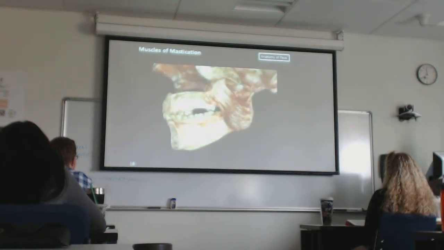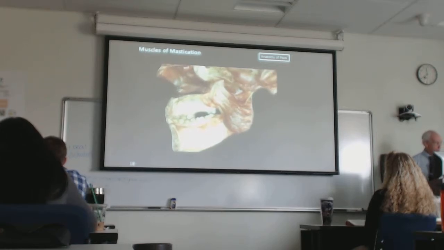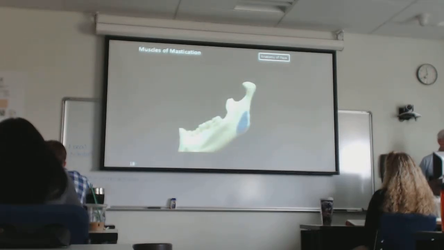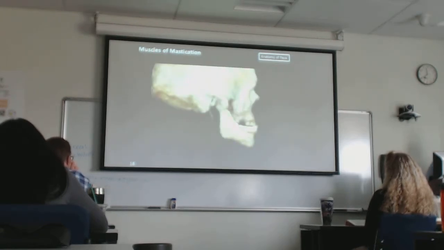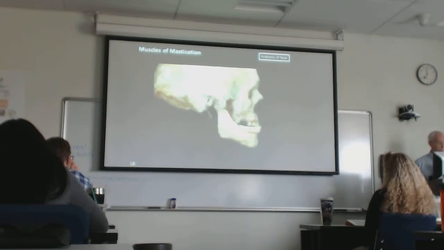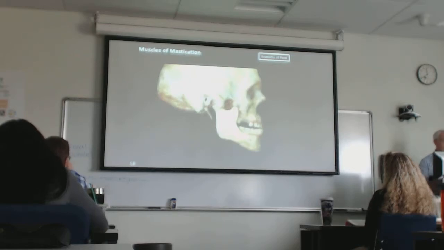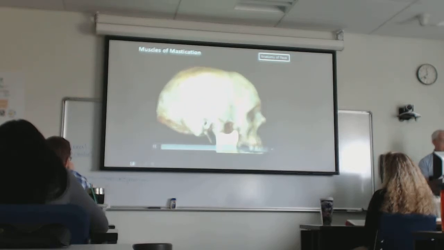The fibers of the medial pterygoid muscle run downwards, backwards, and laterally. They insert here along the inner aspect of the angle of the mandible. Before adding the next muscle, the temporalis, to the picture, we'll put the coronoid process back in place, since that's where the temporalis inserts.